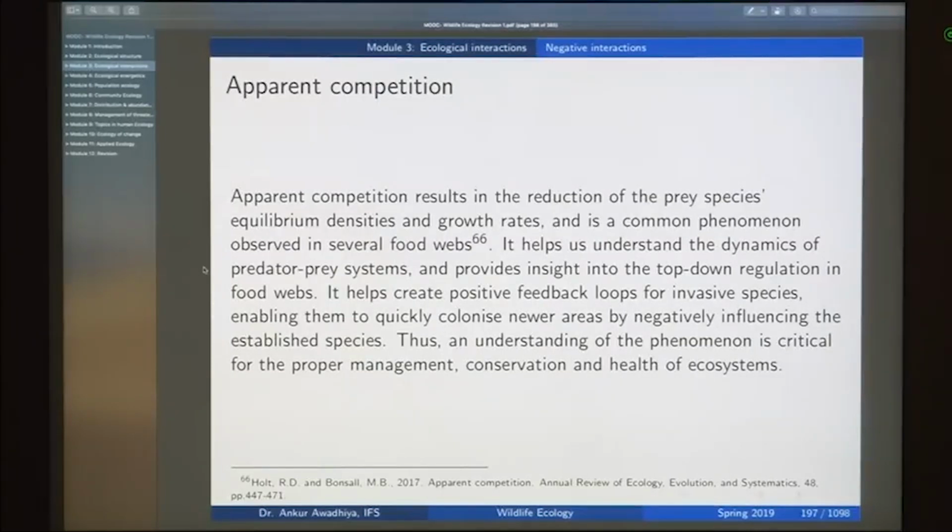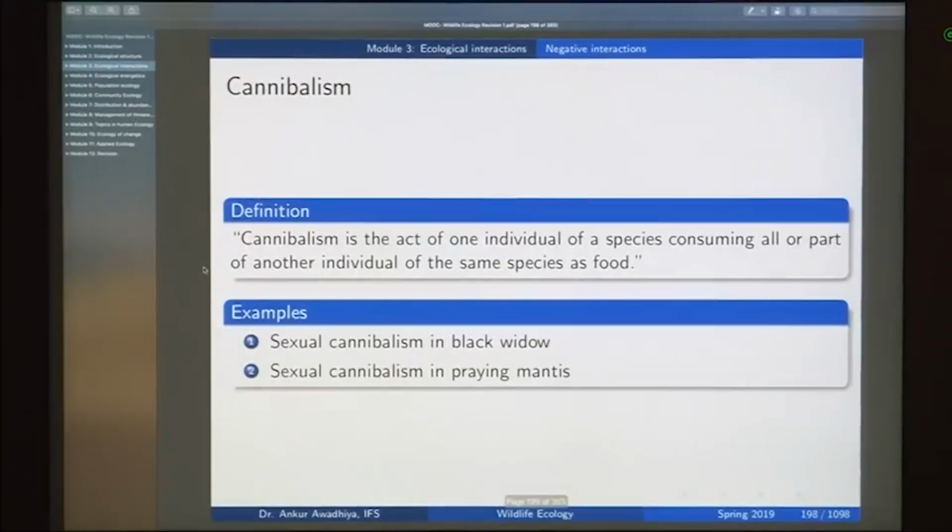So, if you have an invasive species that is producing large number of fruits, large number of seeds, so in that case those seed predators that feed on this invasive species, they will increase in number, and then they will start eating up the seeds of other established vegetation as well, because of which the established vegetation will go down in numbers, making way for the invasive species to extend its territory.